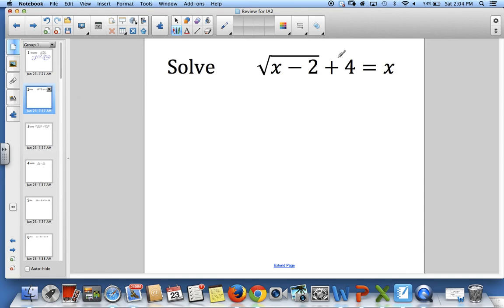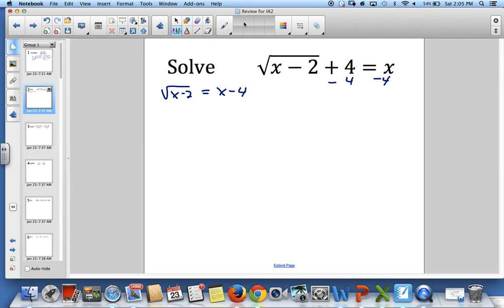Now the next problem asks us to solve this equation here. Now there are a couple of ways to do this. First of all, what we want to do in the long way to solve this is to get the square root by itself. So before I do anything, I have to subtract 4 from both sides. So that becomes the square root of x minus 2 equals x minus 4.